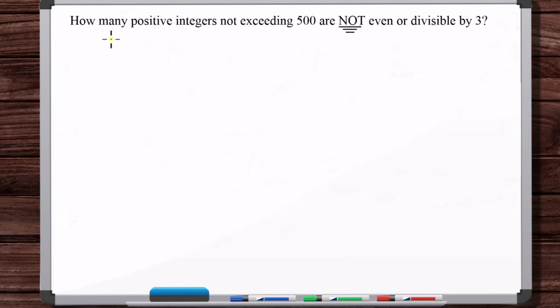So we want to start by figuring out how many positive integers not exceeding 500 are divisible by 2 or 3. That's what we did earlier. So, okay, in that case, for divisible by 2, we divide 500 by 2 and do the floor function. So 250, not exceeding 500, so this includes 500. So there's 250 integers between 1 and 500 that are divisible by 2.